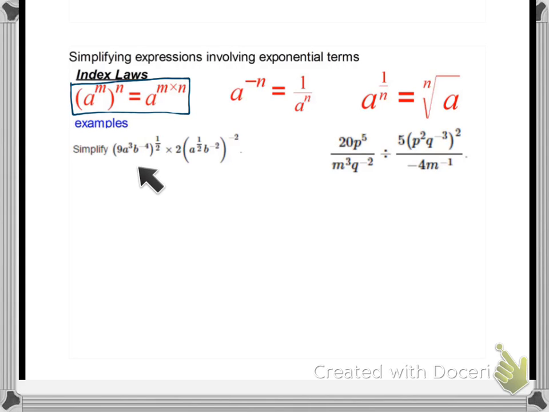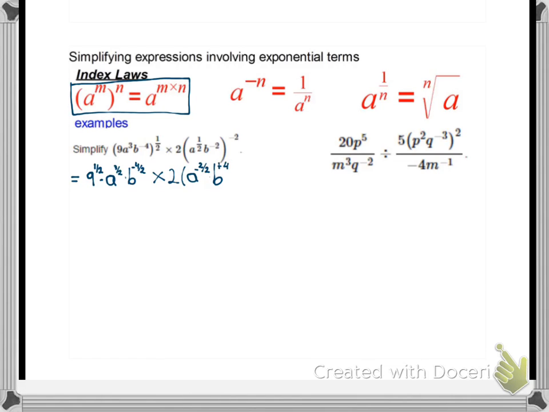Okay, so let's simplify this expression. 9, a to the power of 3, b to the power of -4, all to the power of a half, times 2 times this part, all to the power of -2. Alright, so first off, the all to the power of a half, well, that half is going to multiply each of the powers inside the bracket. So 9 to the power of half, a to the power of 3 halves, and b to the power of -4 halves now.